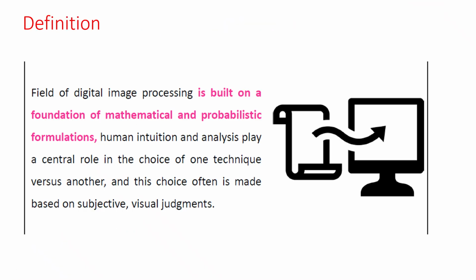So we can see now what is digital image processing. Define image processing. The field of digital image processing is built on a foundation of mathematical and probabilistic formulations. Human intuition and analysis play a central role in the choice of one technique versus another, and this choice often is made based on subjective and visual judgments.